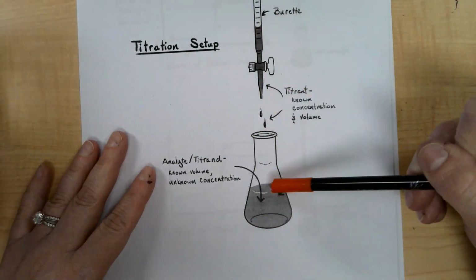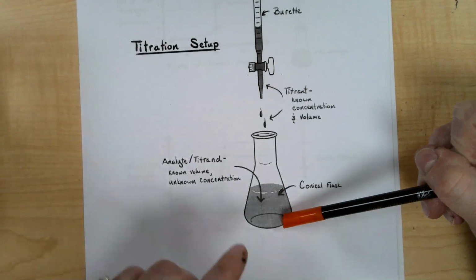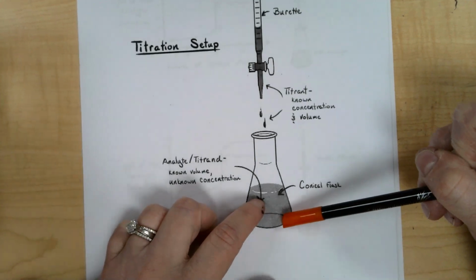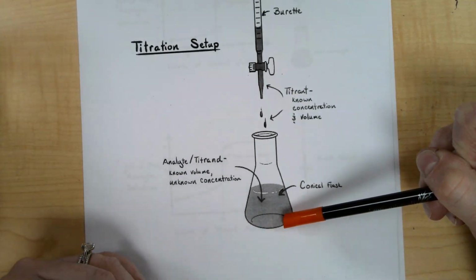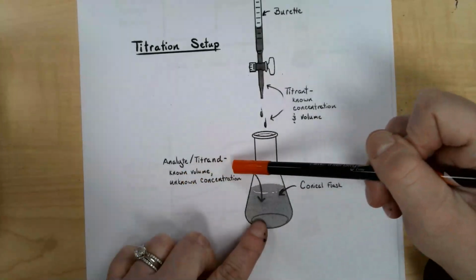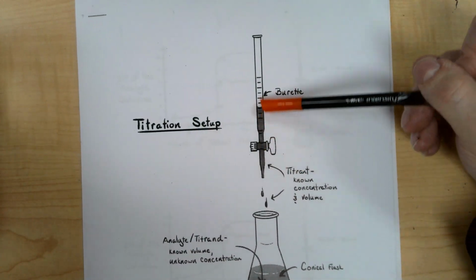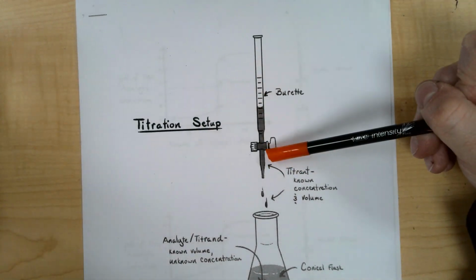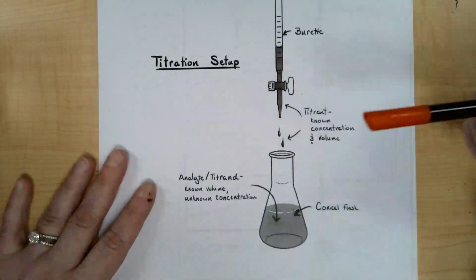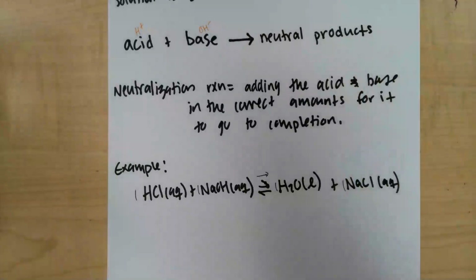But if this were a base that we put in here, we would have measured out an exact volume and thrown it into our E-flask. We don't know the concentration or anything yet, but we know exactly what volume we put in, hence known volume, unknown concentration. If this were a base, we would deliberately be putting an acid in the burette, because we were going to try to force an acid-base reaction to go to completion. So that's how we're going to do these.